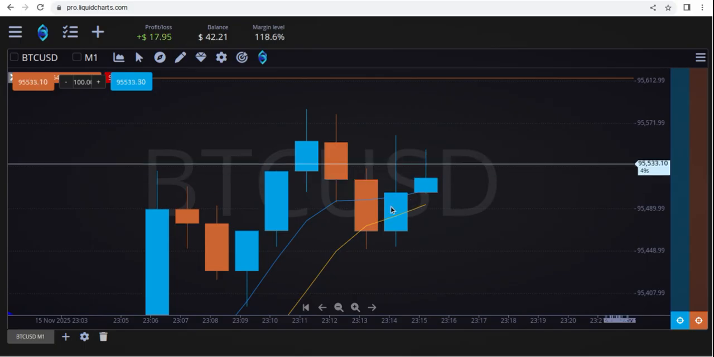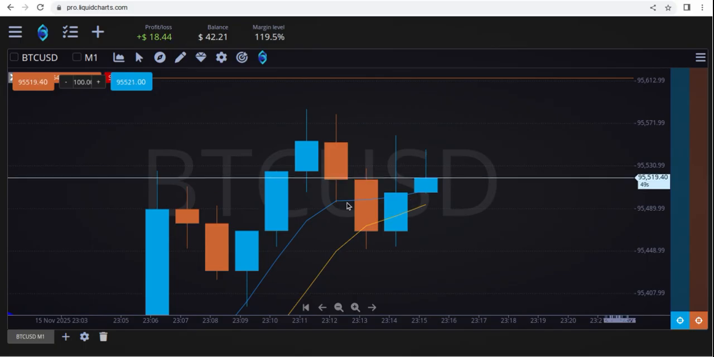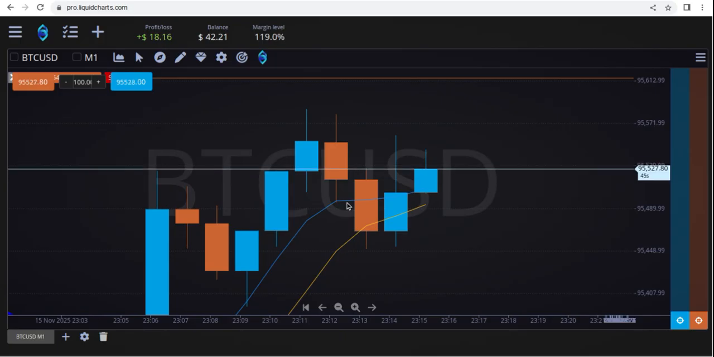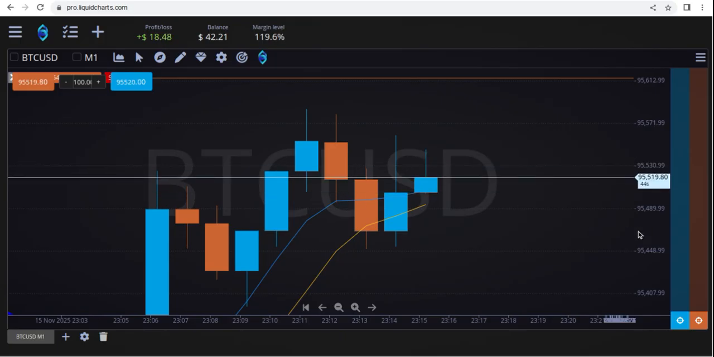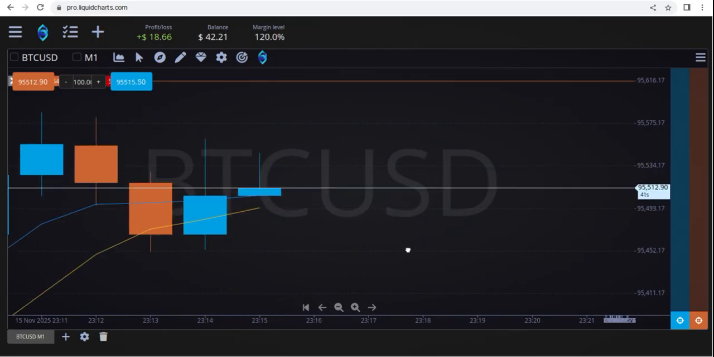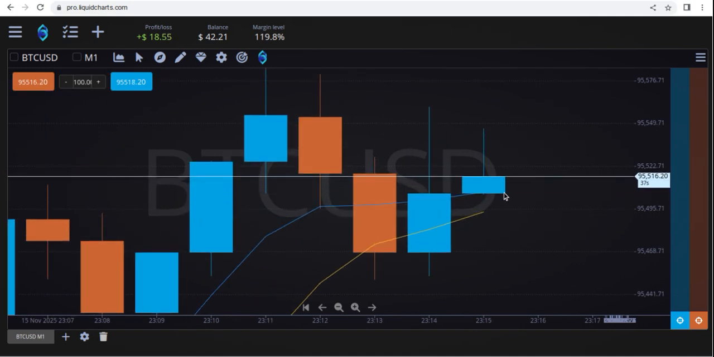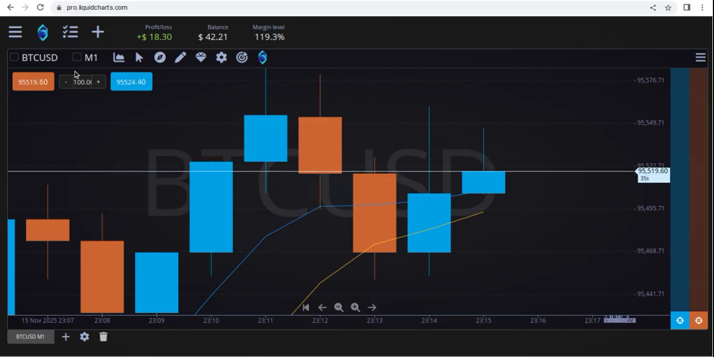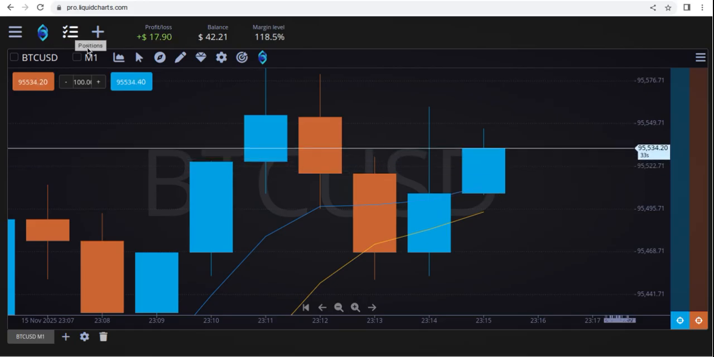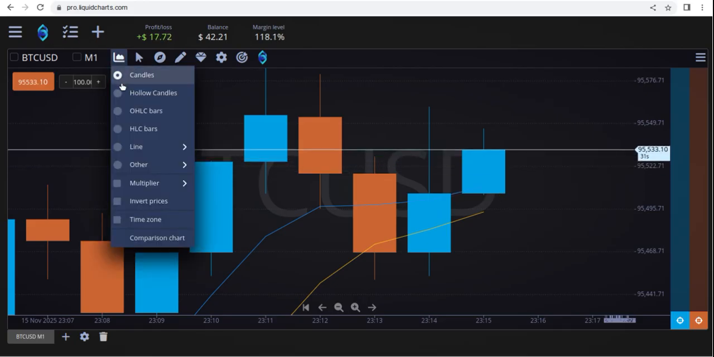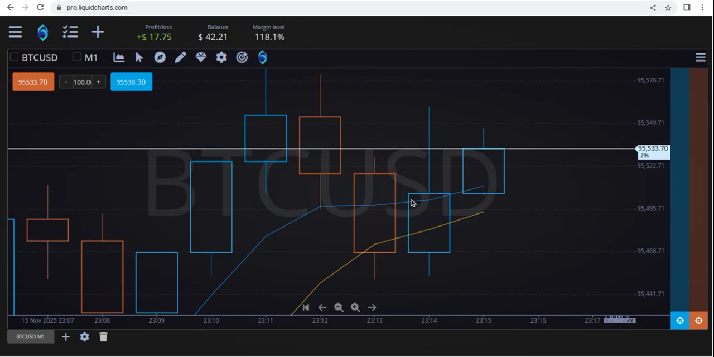It's kind of hard to see. I need to make this darker blue. I'm gonna make this darker blue later on because I don't want to show y'all my algorithm because y'all gotta buy that. But it's worth it. You know what I'll do? Let me just change the candlesticks. That way I can see it. Hollow candlesticks. There we go.